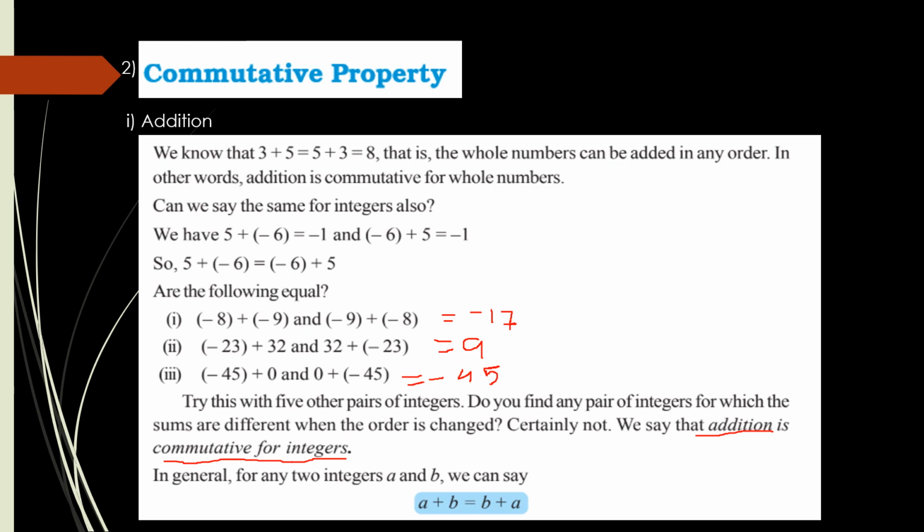Just underline here, addition is commutative for whole numbers. In general, for any two integers a and b, just underline again, any two integers a and b, we can say that a plus b is equal to b plus a. It's clear? a and b are any two integers. If we add a plus b, it is the same as b plus a. That means we can change the order, right? We can add the integers in any order. It's clear?